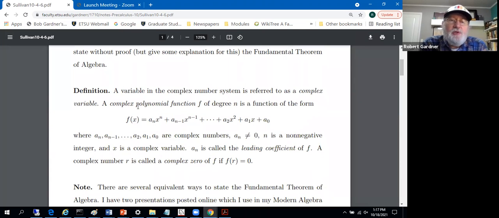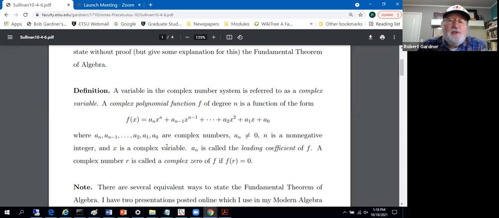So first, a definition, this time of a polynomial function with complex coefficients. A variable in the complex number system is referred to as a complex variable, commonly denoted with a z. So I denote this as f of z in most settings. In this book, they're going to stick with x as the variable throughout, so we'll do that in the notes too. A complex polynomial function f of degree n is a function of the form f of x equals a sub n x to the n plus a sub n minus 1 x to the n minus 1 and so forth, down to an x term and a constant term.